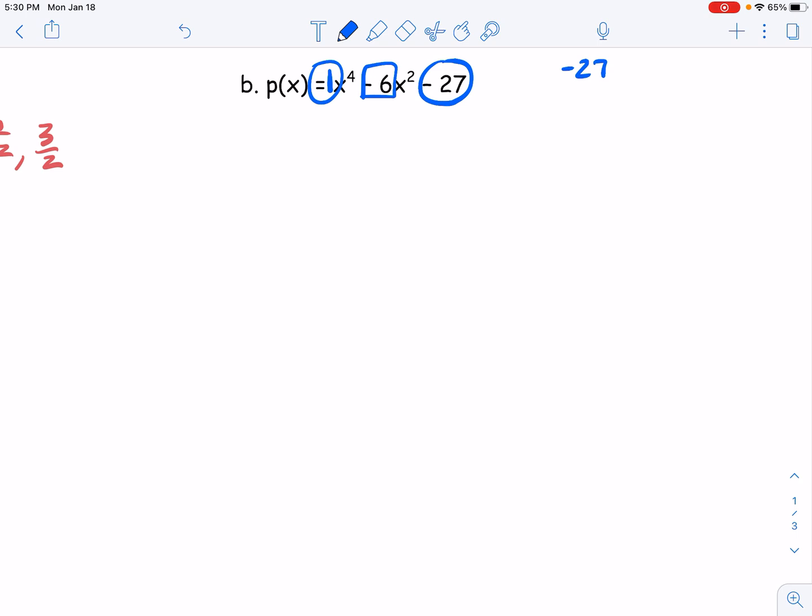Yeah, there are actually. And that's going to be -9 and +3, right? -9 and +3. -9 times 3 is a -27. -9 plus 3 is -6. Hallelujah, praise the Lord. Okay, so that means because this is 1, I can rewrite this as x squared minus 9 and x squared plus 3.